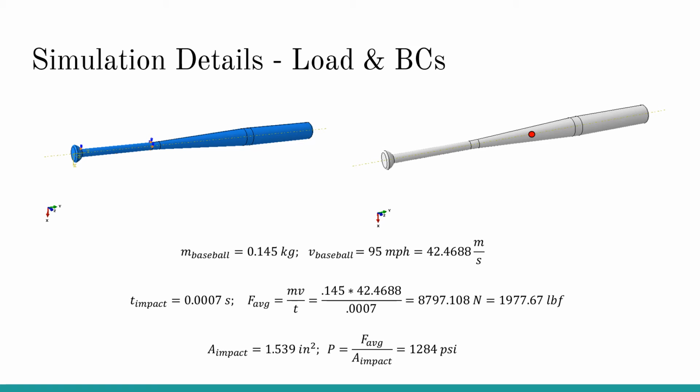The formula for the 95-mile-per-hour baseball is shown on the screen using contact time, velocity, and the mass. The boundary condition was created to depict a hand holding the bat during a swing. Therefore, it is not fully encastered because the hand still allows some degrees of freedom. We did not include the initial rotation of the bat, for which we will discuss the reason in our conclusion, but the force that we found was 1,284 psi, which was used on the surface that is shown by the red dot on the right image.